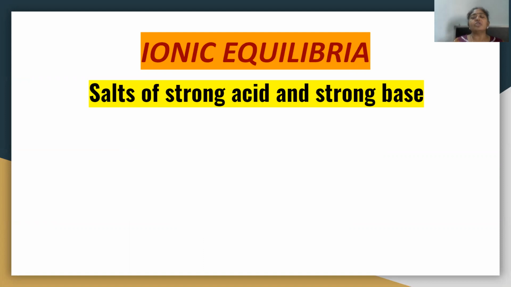So we begin with salts of a strong acid and a strong base. For example, if I were to take a strong acid like HCl and a strong base like NaOH, then the salt that we get will be NaCl, right? Sodium chloride. Now what happens when I put this sodium chloride in water?